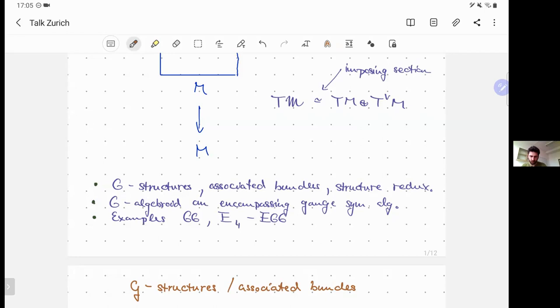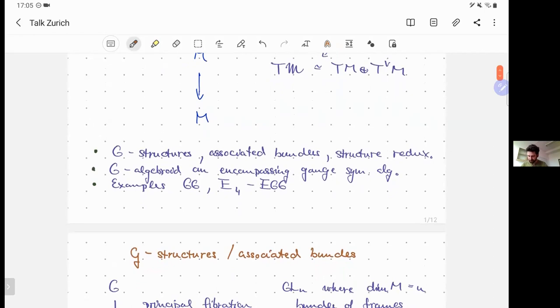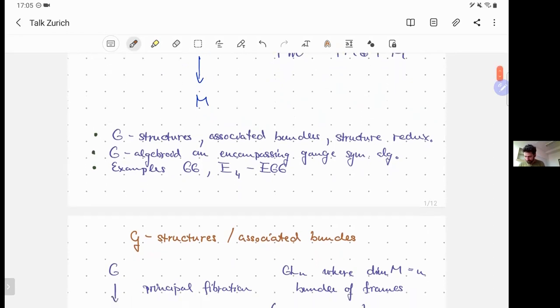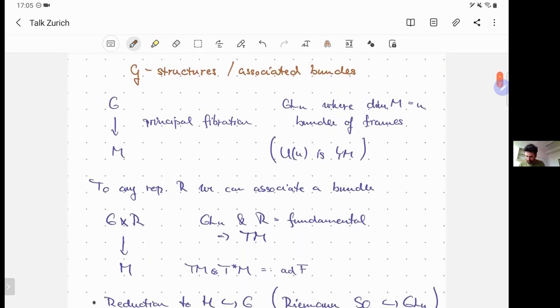I will go to what we introduced with Friedrich, Mark, and Dan in our paper, which is called G-algebroid, and I'll give you a brief introduction into what it generalizes and how it's useful. And if time permits, I will discuss some examples of these geometries so that you have something more solid in your hands. Okay, so let's start with the first topic, G-structures.